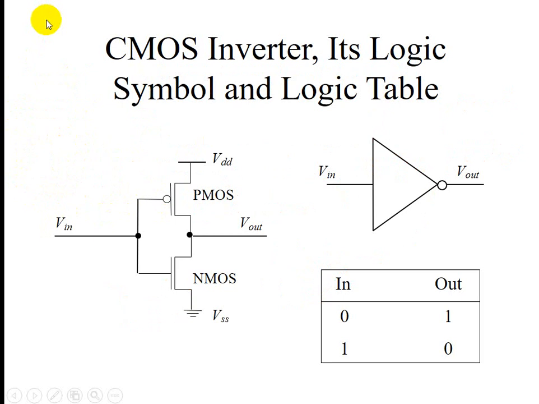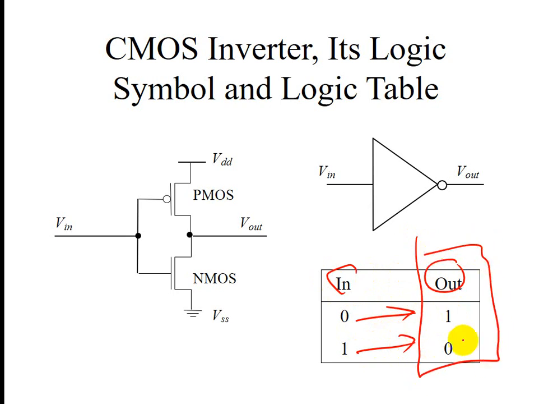This is the inverter we just discussed, the in and out. Input 0, output 1; input 1, output 0. So you always have signal as 1 and 0, a binary system for electronic devices.